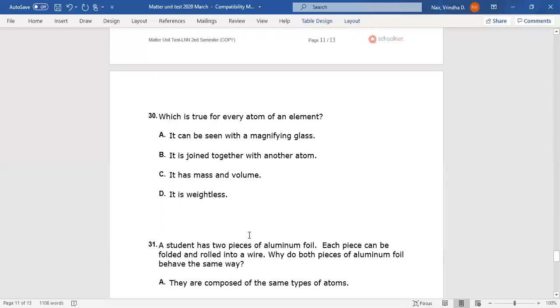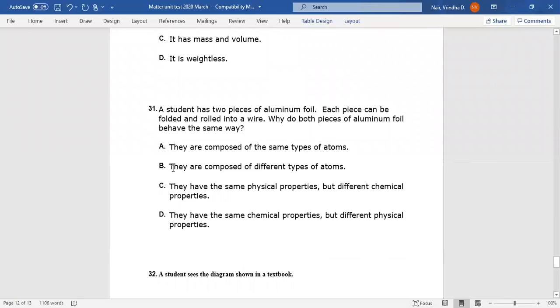A student has two pieces of aluminum foil. Each piece can be folded and rolled into wires. Why do both pieces of aluminum foil behave the same way? They are composed of the same type of atom. They are composed of different types of atoms. They have different physical properties but different chemical properties. They have the same physical but different chemical properties. Again, remember, a student has two pieces of aluminum foil. Each piece can be rolled into wire. Why do both aluminum foils behave the same way?